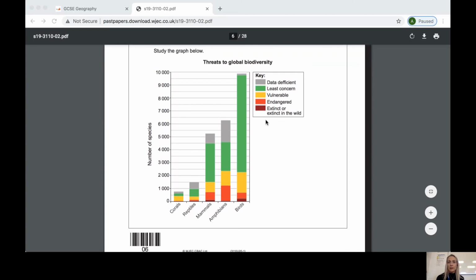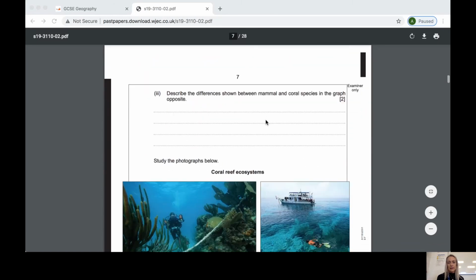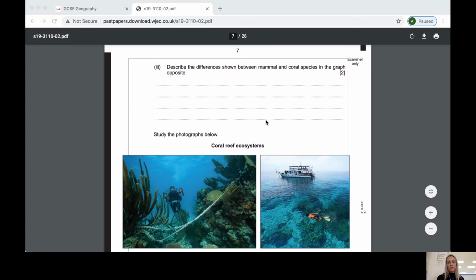You could compare the breakdown of the bar components. You need to say most or least. Most mammals are of least concern, whereas most corals are vulnerable. And when you quantify, that gives you another mark as well. The key thing here is to compare something large with something smaller, something higher with something lower, maybe giving some figures.